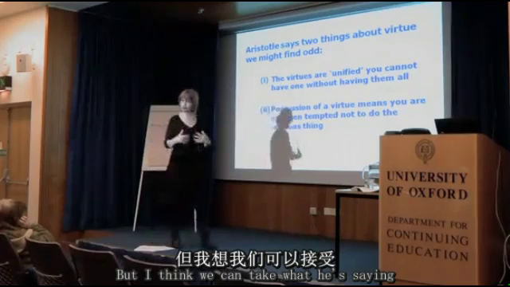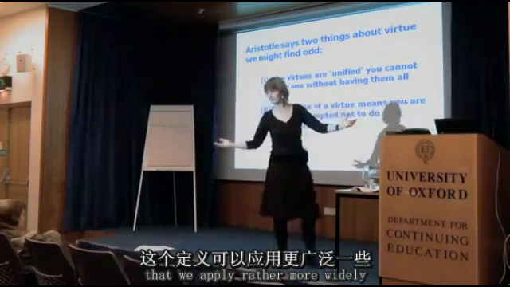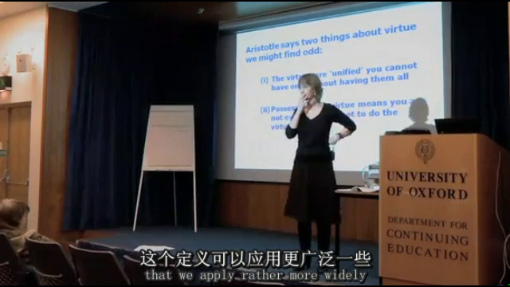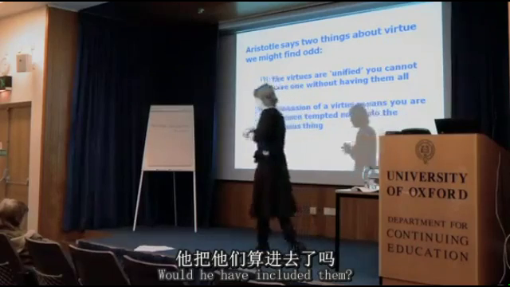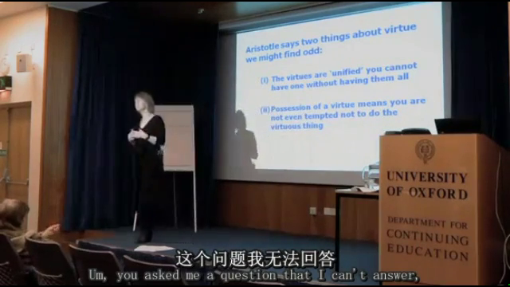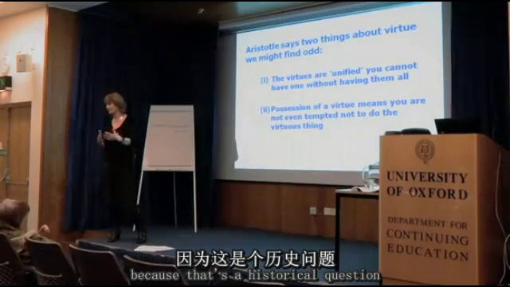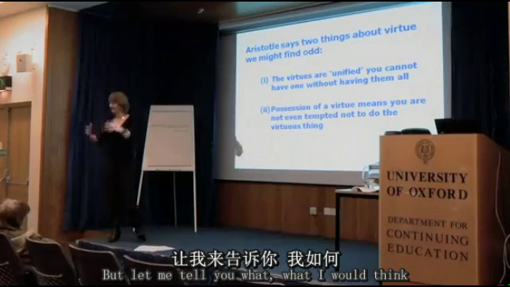But I think we can take what he's saying about what rationality is and just know that we apply it rather more widely. What about the mentally impaired? Would he have included them? You're asking me questions that I can't answer, because that's a historical question. I don't know. But let me tell you what I would think if I were doing this.